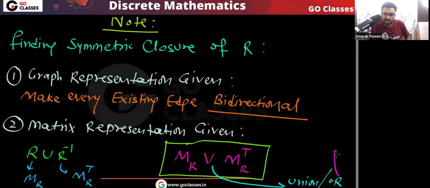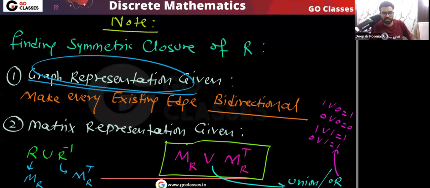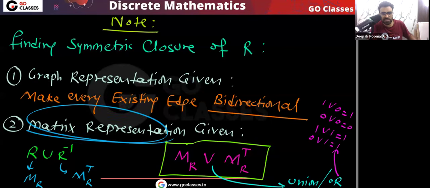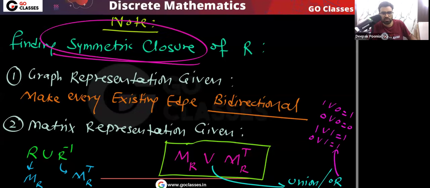Here, what will happen? It's basically like 1 or 1, that will be 1. 0 or 1, that will be 1. 0 or 0, that will be 0. 1 or 0, that will be 1. Okay, this is what it means. Is this clear? I hope you understood. So this is how you can find the symmetric closure of R, whether graph representation or matrix representation is given.